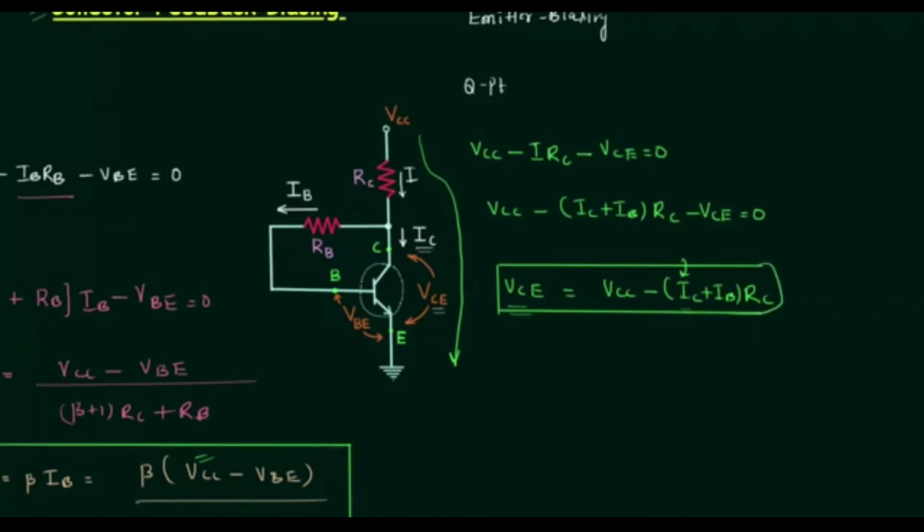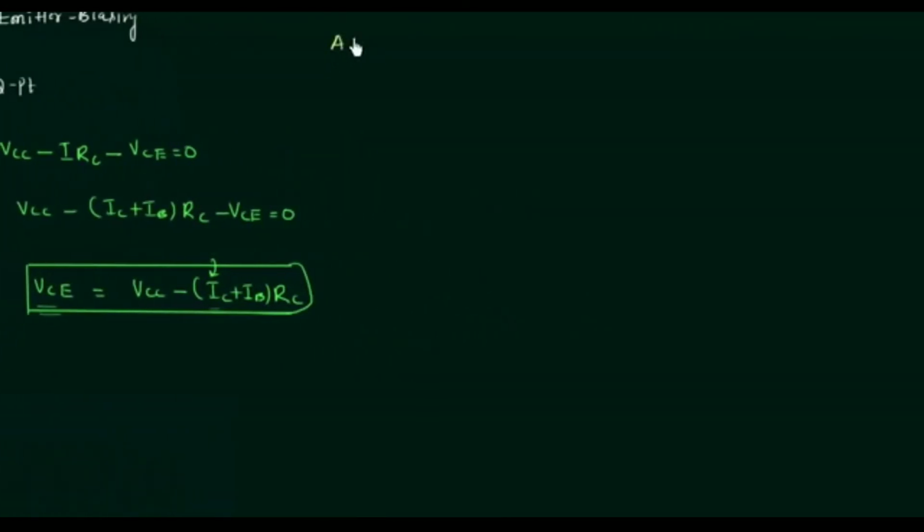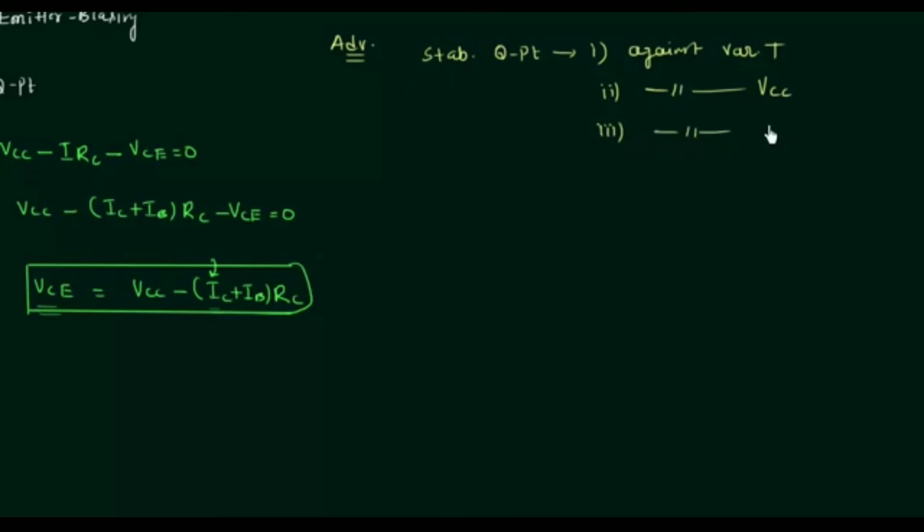First we will talk about the advantages. The collector feedback configuration stabilizes the operating point against the variation of temperature. This is the first advantage, and it also stabilizes the operating point against the variation of biasing voltage VCC. The third advantage is the stabilization of operating point against the variation of beta value.